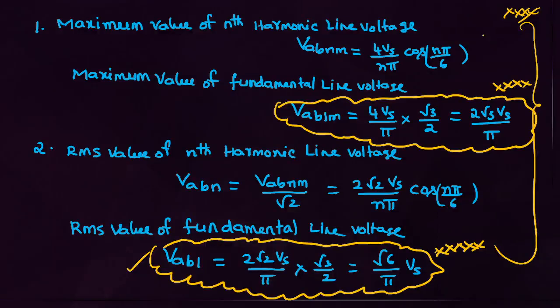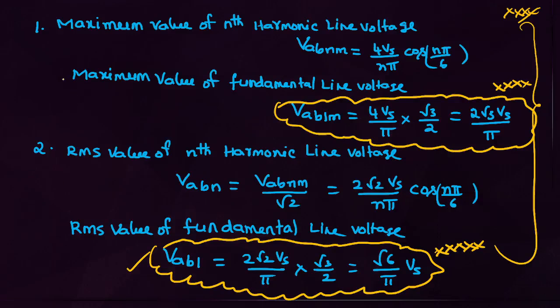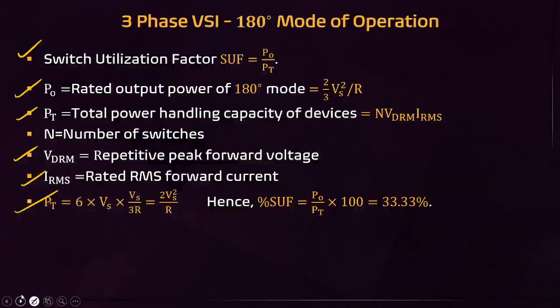What is the maximum value of nth harmonic line voltage, the maximum value of fundamental line voltage, the RMS value of nth harmonic line voltage, and the RMS value of fundamental line voltage? This you have to calculate. And this is very important for our students. Derived formulas are also asked in the GATE exam. This is based on Fourier analysis.